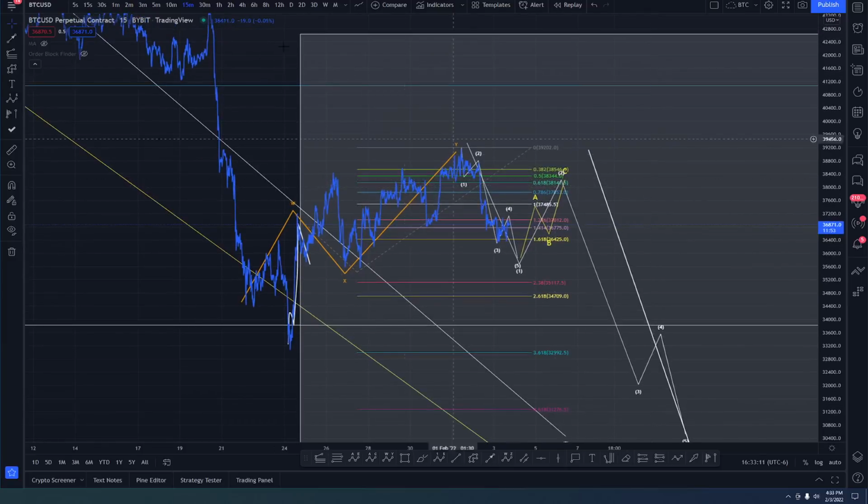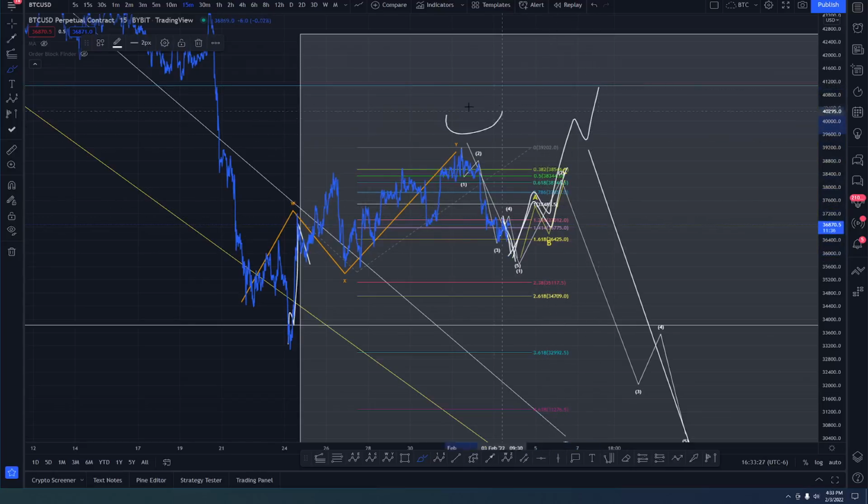So what I'm going to leave you with are a couple of options. Basically, number one, do we have to come down here and finish this wave first, or is it done now? Secondly, if it has to come down here, after it finishes, do we come up in 3 waves, or do we start impulsing in 5 waves and break the top? Those are the 2 options I see here.